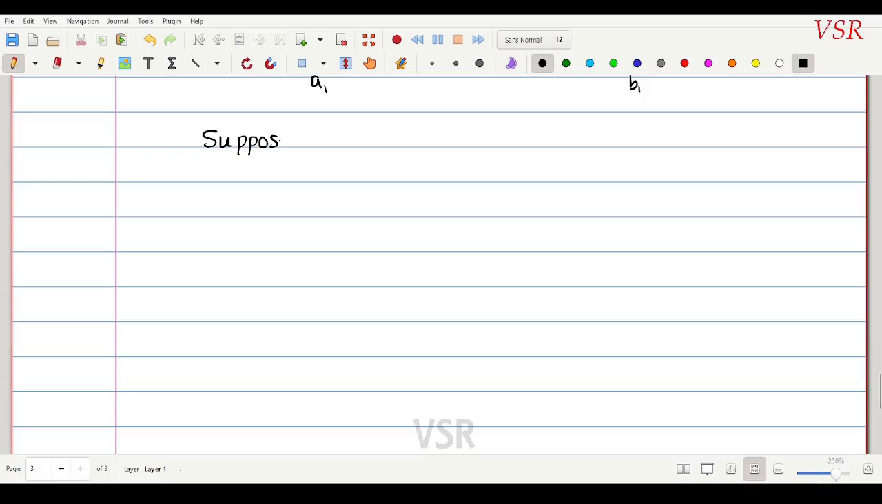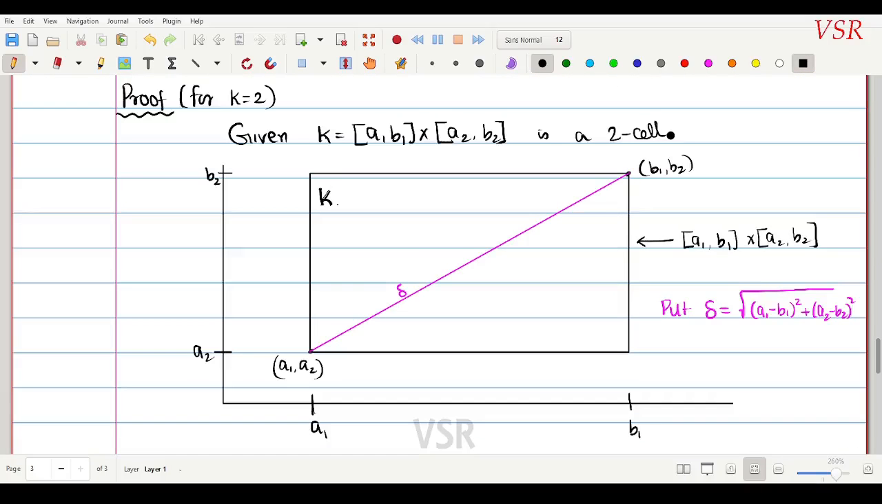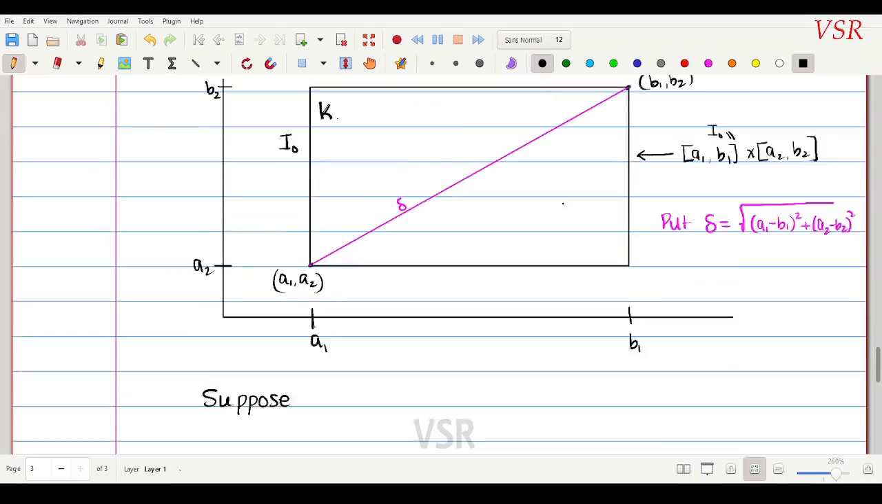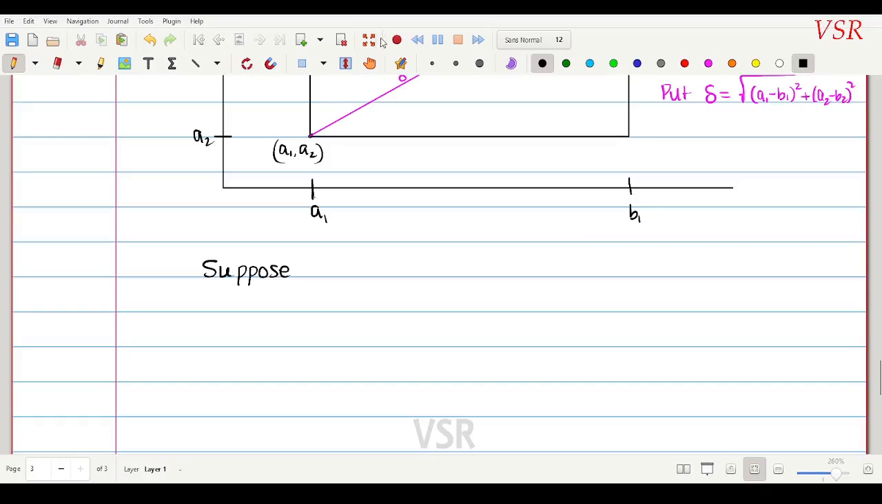Suppose this capital I, this index set, I name it I naught. This is equal to I naught, which is equal to this K cell, is not compact. Suppose, what do we have to prove? To prove I naught is compact. Okay, compact.